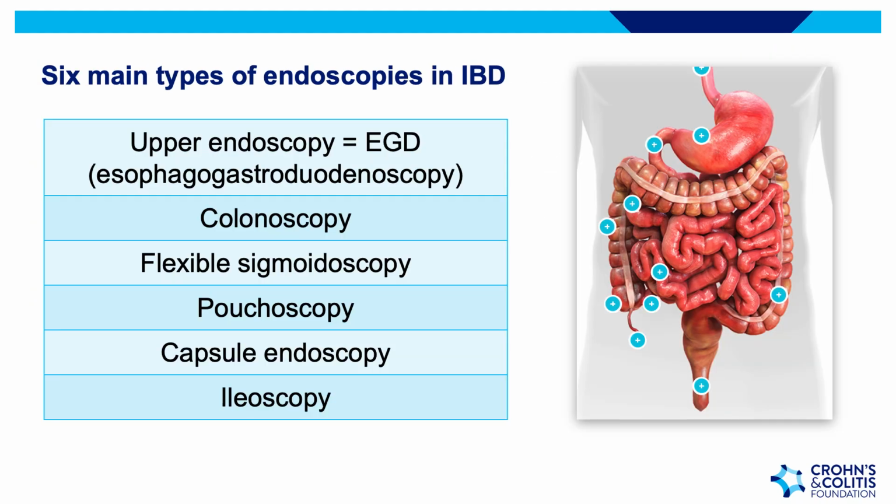There are six main types of endoscopies in inflammatory bowel disease that you're going to encounter for the most part. This is an upper endoscopy, which is also referred to as an EGD or esophagogastroduodenoscopy, colonoscopy, which looks at the colon, flexible sigmoidoscopy, which just looks at the end of the colon, a pouchoscopy that looks at the J pouch, which we'll talk about a little bit later, capsule endoscopy, and ileoscopy.